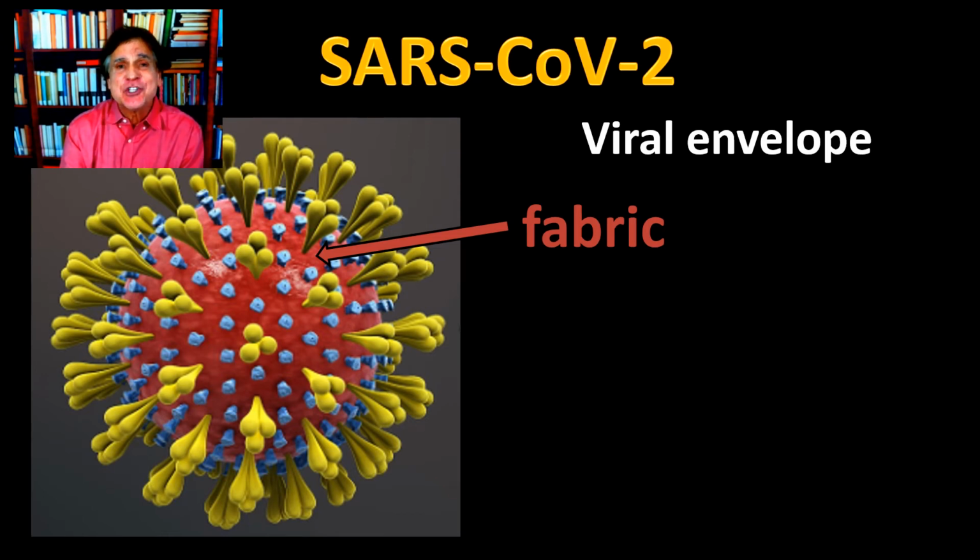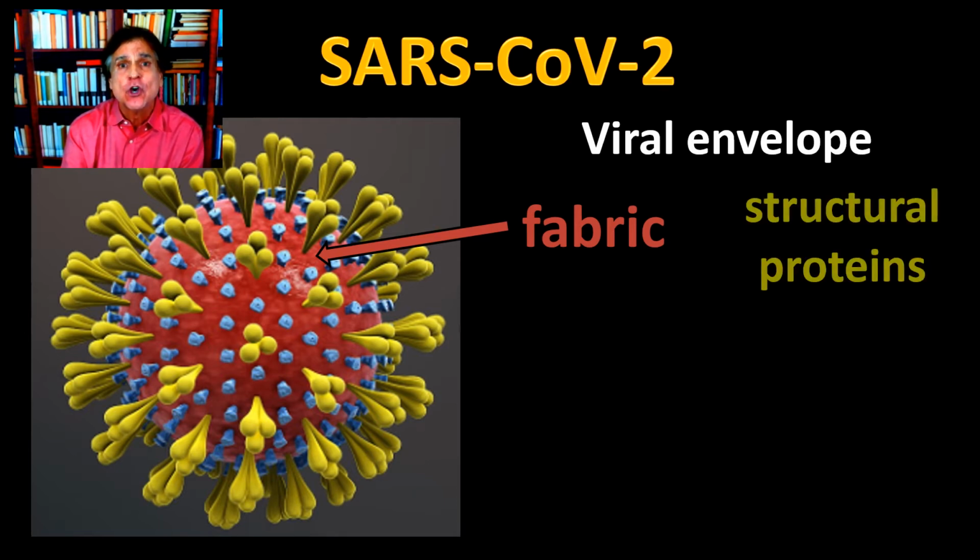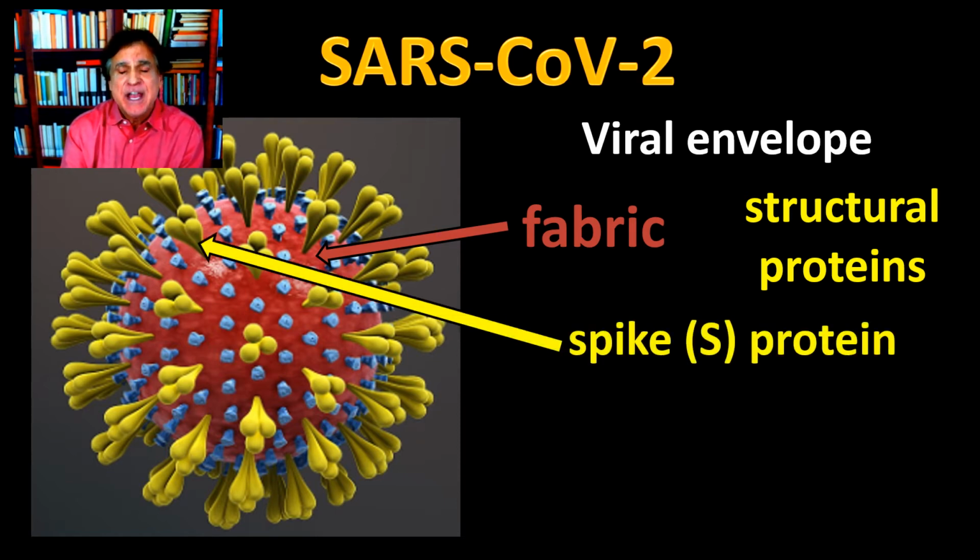In addition to the lipid fabric, the viral envelope also contains a group of biochemicals called structural proteins. The largest of these is called the S, or the spike protein, and you can see it here extending from the surface of that envelope. The spike protein has a role in infecting host cells. It also may be the target of vaccination therapies.